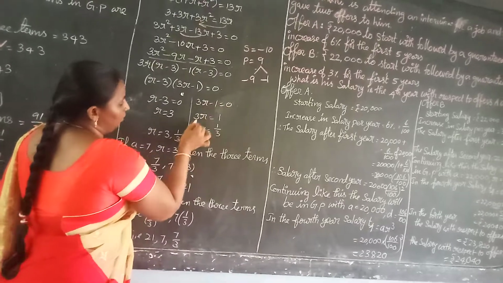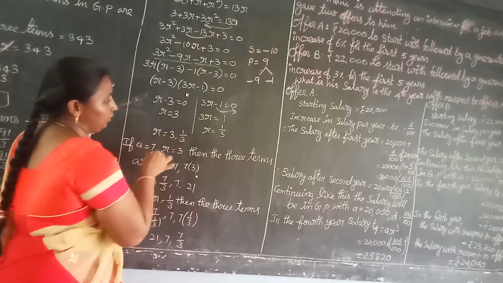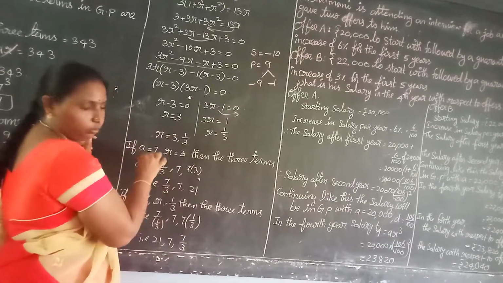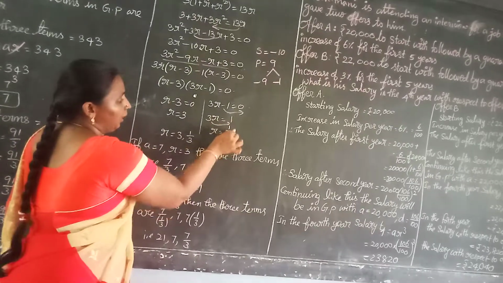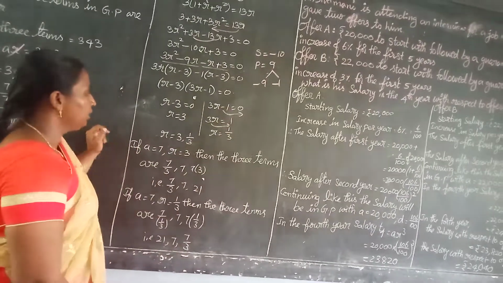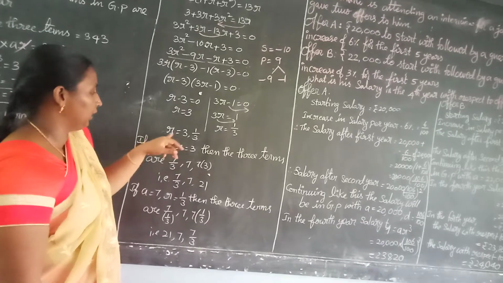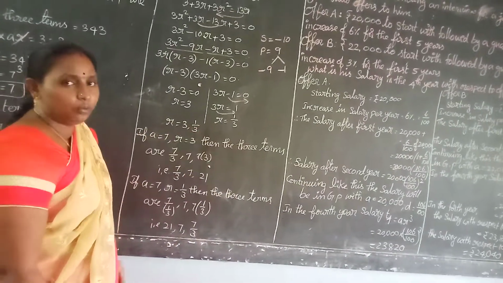3R minus 1 equal to 0. Send this minus 1 to that side now. 3R equal to 1. R equal to 1 by 3. Okay. So here we got two values for R. R equal to 3, R equal to 1 by 3.